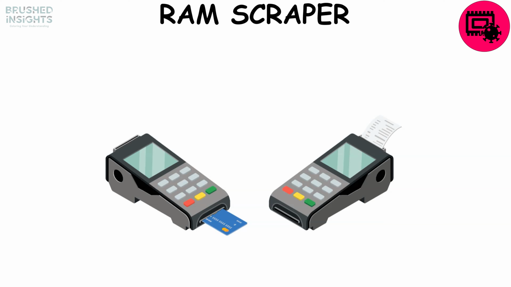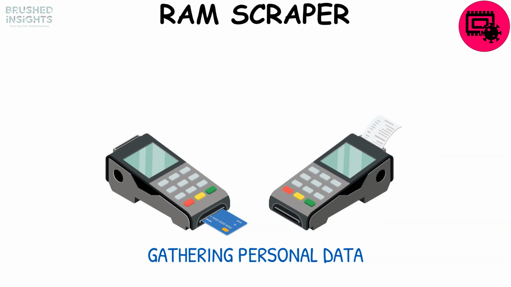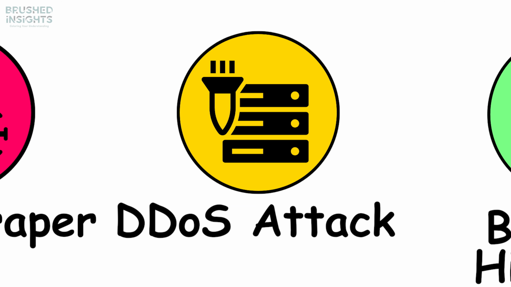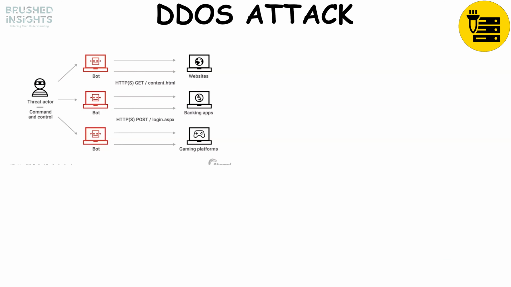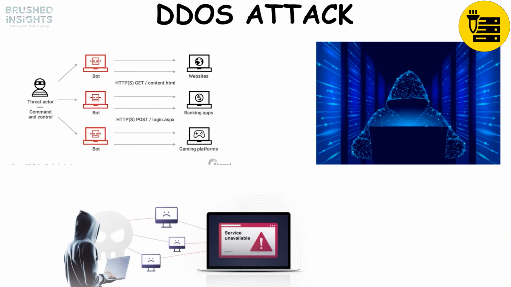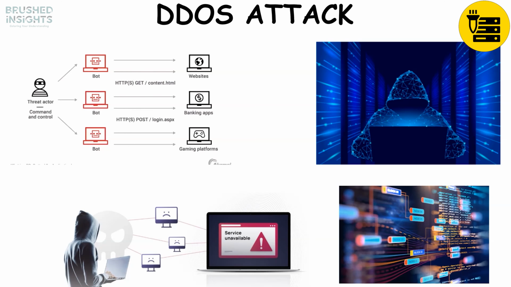RAM scraper. This term is commonly employed to characterize malware that implants itself onto point-of-sale systems, with the purpose of gathering personal data such as credit card numbers and consumer PINs. DDoS attack. This occurs when a hacker endeavors to disrupt a computer or network connection by inundating the targeted system or resource with an excessive volume of traffic, aiming to overwhelm it and obstruct legitimate requests from being fulfilled. In a DDoS attack, the influx of traffic flooding the victim originates from numerous sources, often comprised of other infected computers utilized as bots in a botnet.